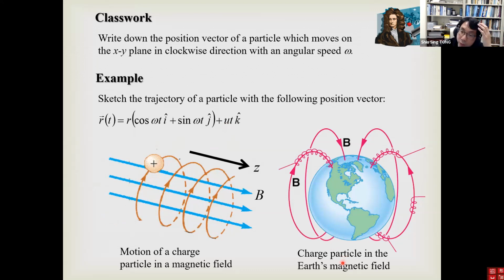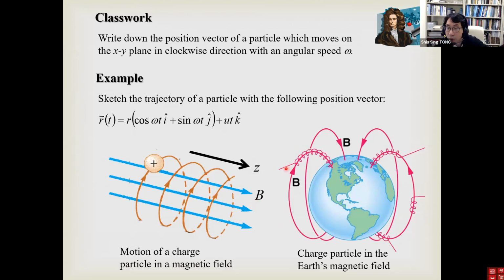Now, where does this motion happen? Actually, it happens in the magnetic field of the Earth. You know that the Earth is a giant magnet, right? It has magnetic field lines that go from the South Pole to the North Pole. Okay, so that goes like this.